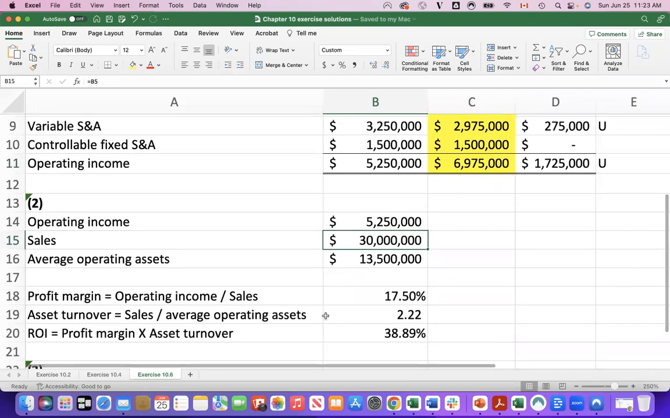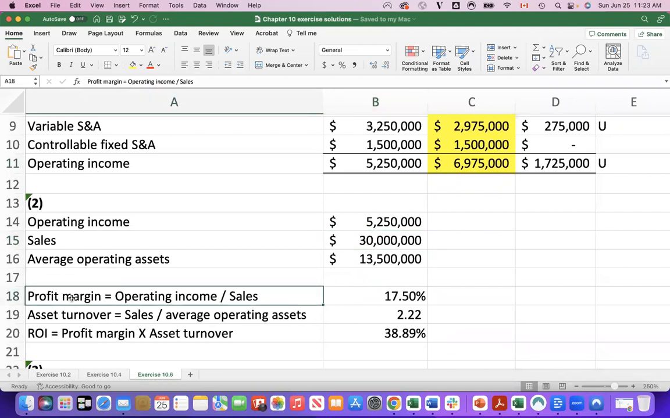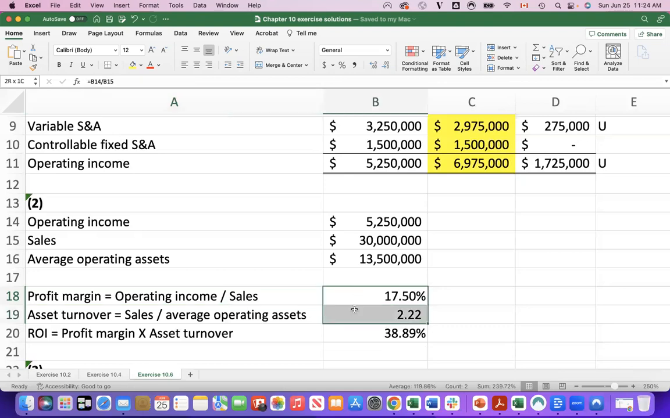Remember, there's two components to ROI. It's profit margin multiplied by asset turnover. Profit margin is operating income divided by sales. Asset turnover is sales divided by average operating assets. So we can calculate each individually, so that when we calculate ROI, we can see the components to it and we can dig a little deeper to see what affected our ROI.